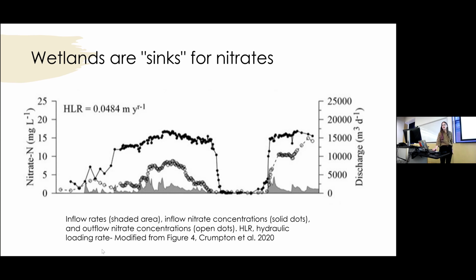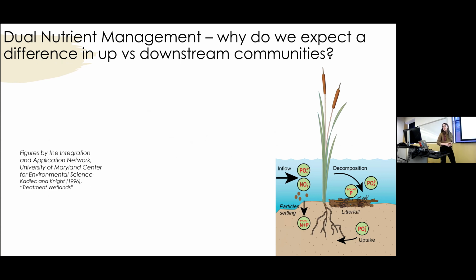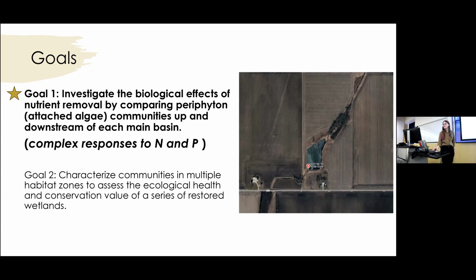So how is this occurring? Well, there's an important part of the nitrogen cycle where nitrate is transformed into dinitrogen, a gaseous form, through the microbial process of denitrification. This gaseous phase does not occur for phosphorus, another main nutrient that comes in from farmlands. Instead, phosphorus is decomposed, uptaken by the plants, or settled into the sediment. And this difference, we hypothesize, will result in different algae communities downstream after these processes occur within the main basin.